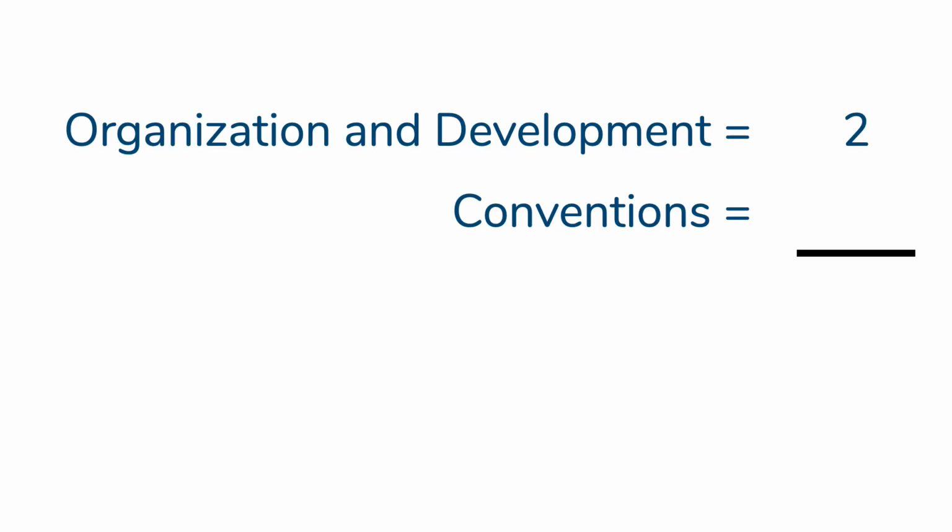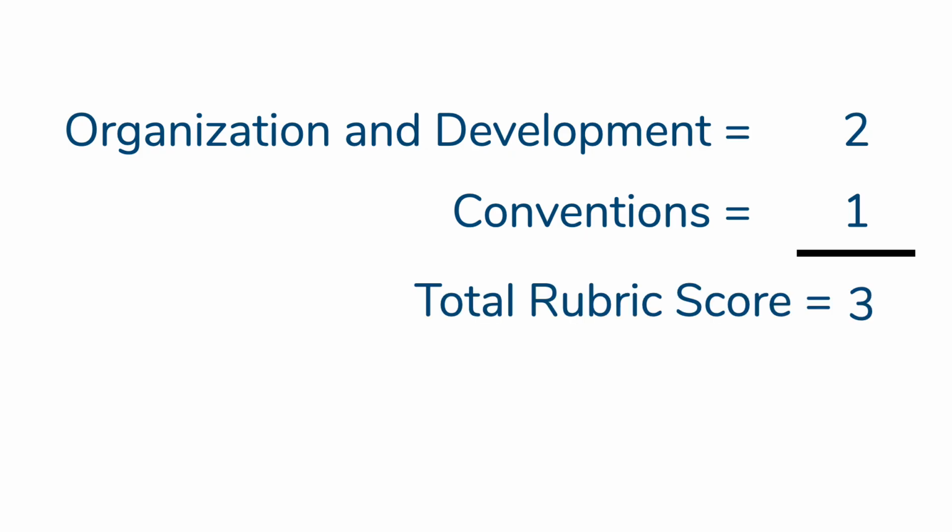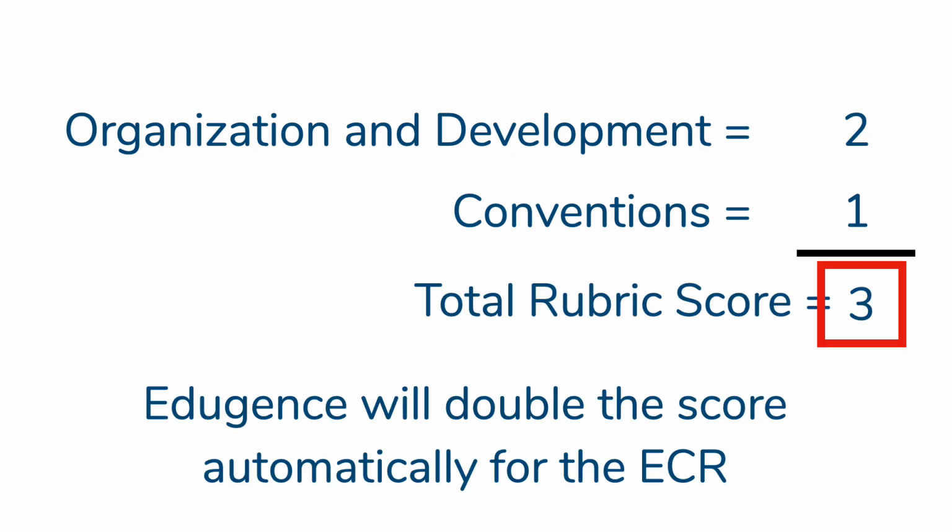So for example, let's say you gave an essay a 2 for the organization and development section and a 1 for grade level conventions. The total rubric score would be a 3, and 3 would be the score that you would put into EduGence. EduGence will automatically double the score for the ECR, giving the student a total of 6 points in this example. But you don't put the 6, you just put the 3. You score it against the 5-point rubric, and EduGence will double the score automatically.